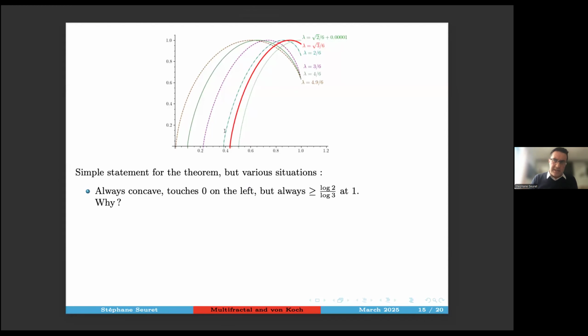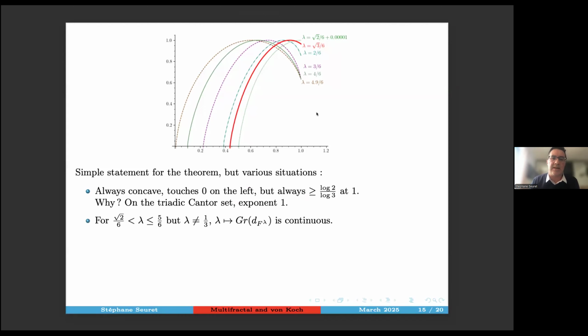And so let me say that it's a compact statement, but there are various situations. For instance, as I said, the right-hand side is constant for a moment, and then it jumps to another value, okay? So I skip a bit, but let me just say that the mapping that maps lambda to the graph of the spectrum is continuous everywhere, except at 1/3, where it's discontinuous.